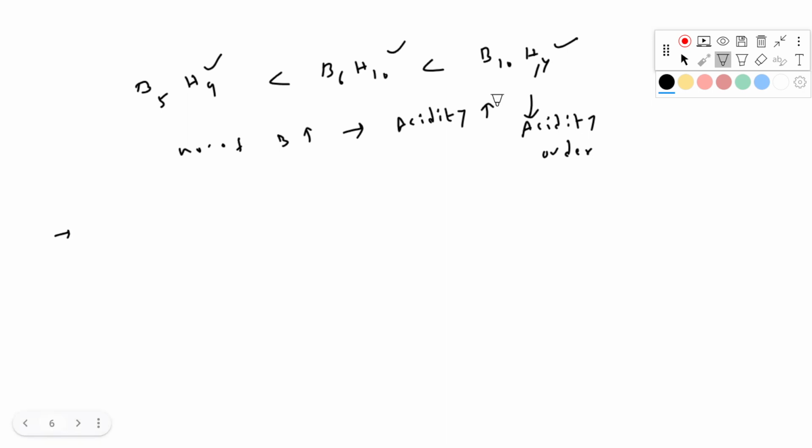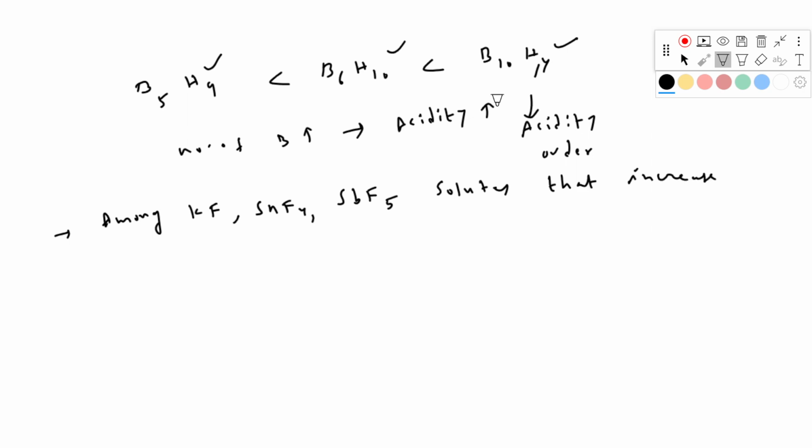Among KF, SnF4, SbF5 solutes, which species will increase the concentration of BrF4 minus in BrF3?